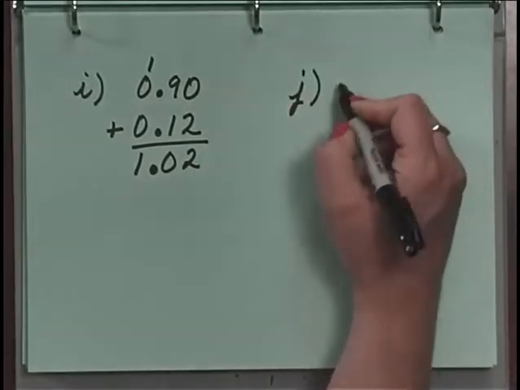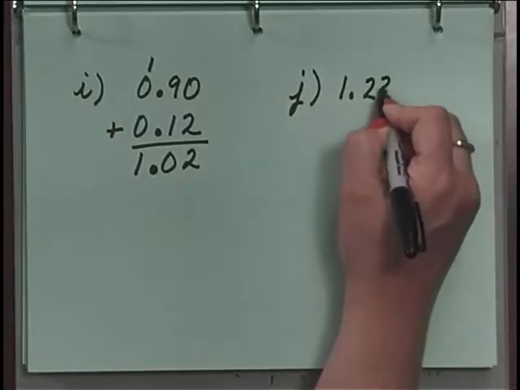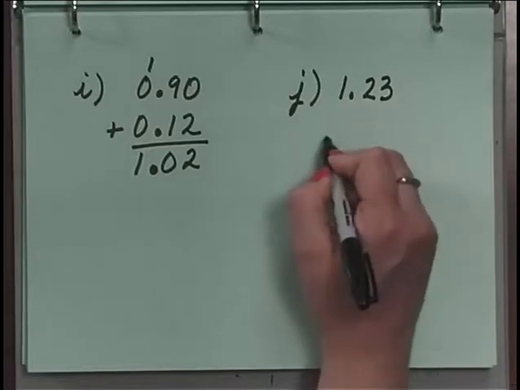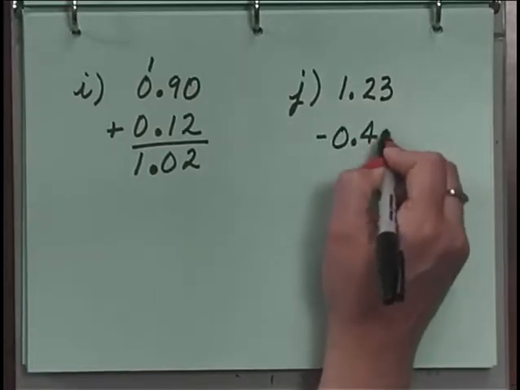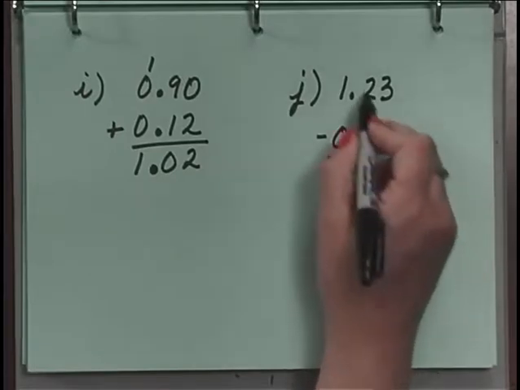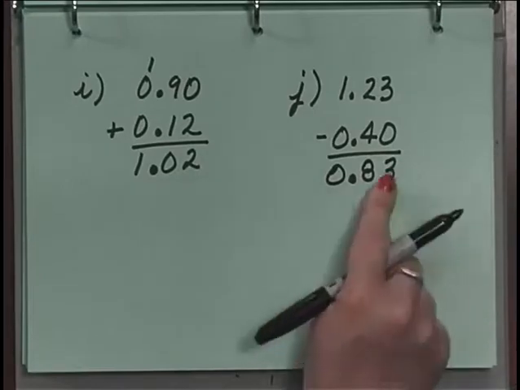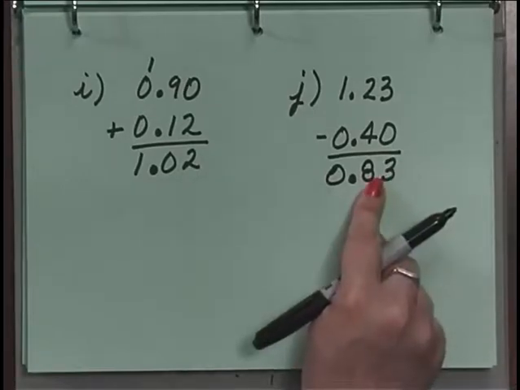And then for problem J, we have 1 and 23 hundredths. And from that, we're subtracting 4 tenths. So I insert that missing 0 and subtract. 3, and then 12 minus 4 is 8. So this would be 83 hundredths.